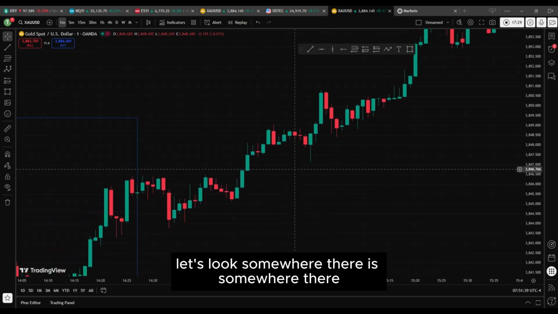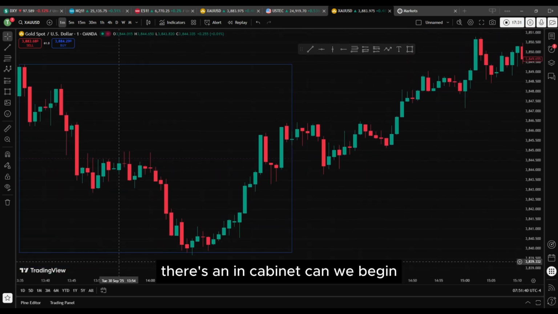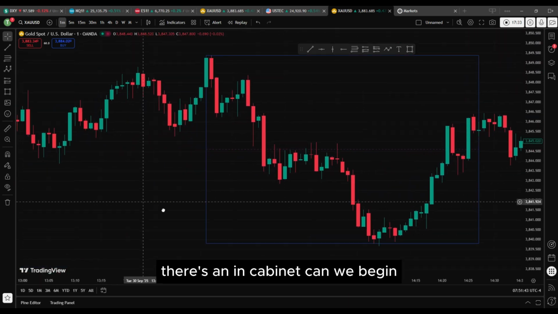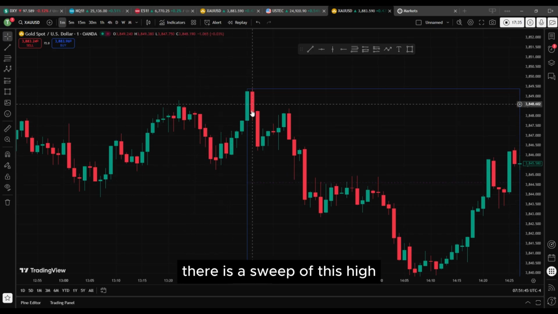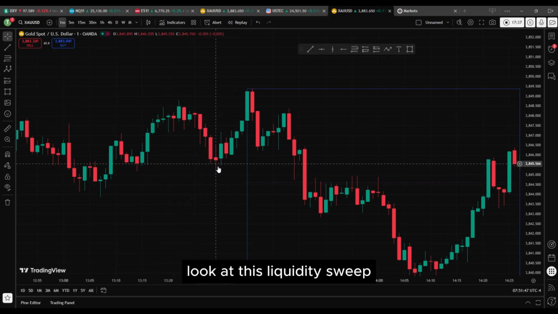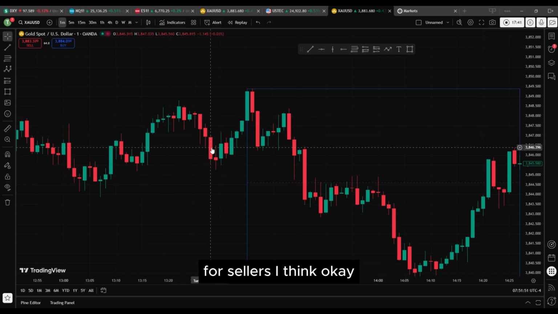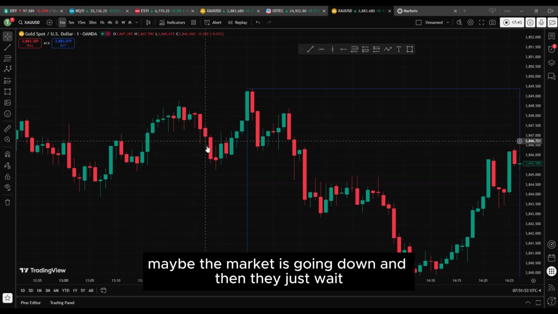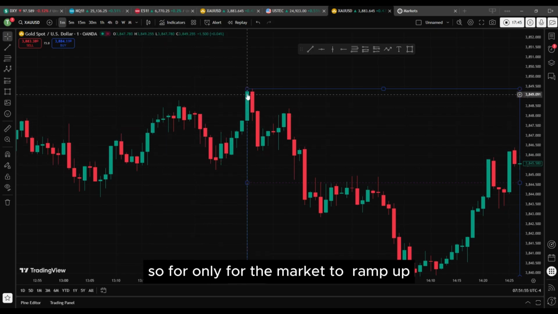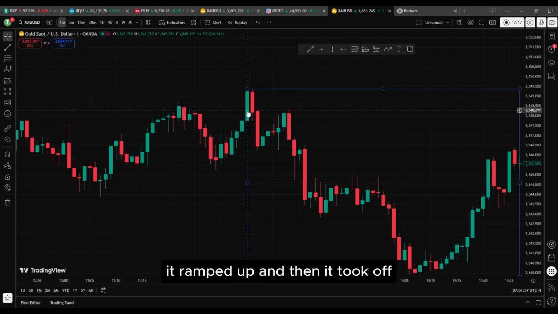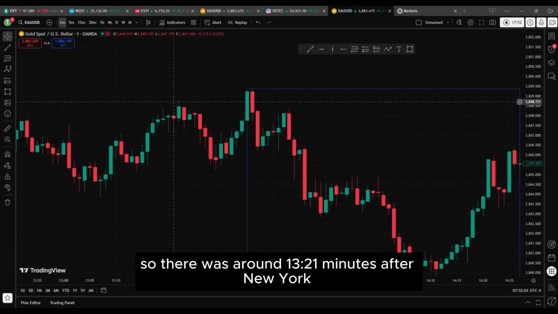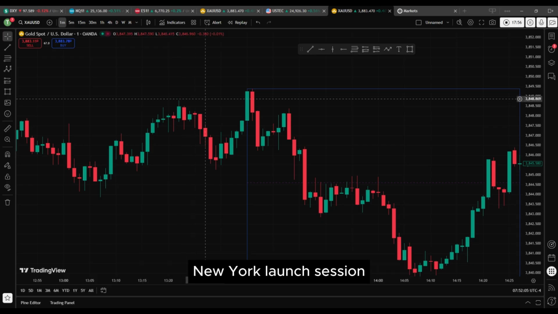Let's look at somewhere there. There's an engulfing candle again. There is a sweep of this high. Look at this liquidity sweep. Look at this liquidity lying here. These sellers think, okay, maybe the market is going down, and then the market just ramps up and takes off the liquidity around here. This was around the New York session.